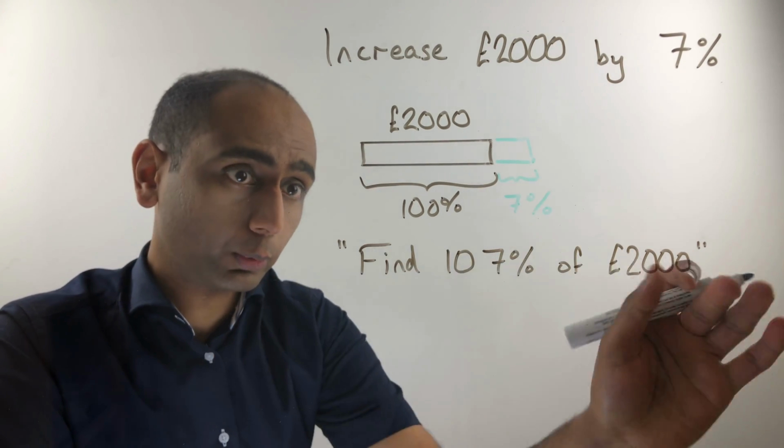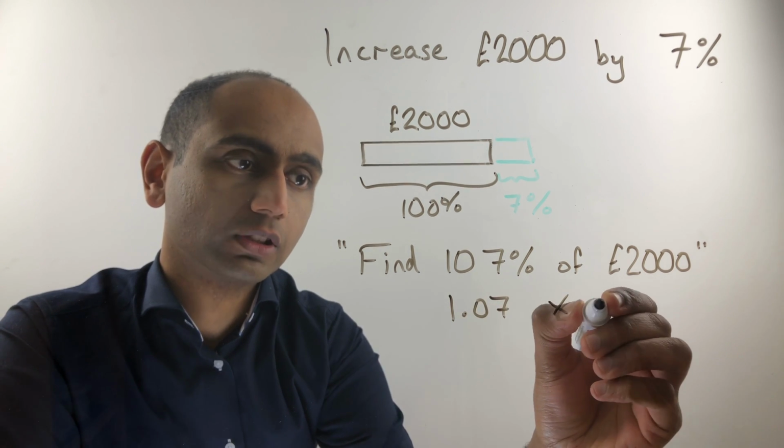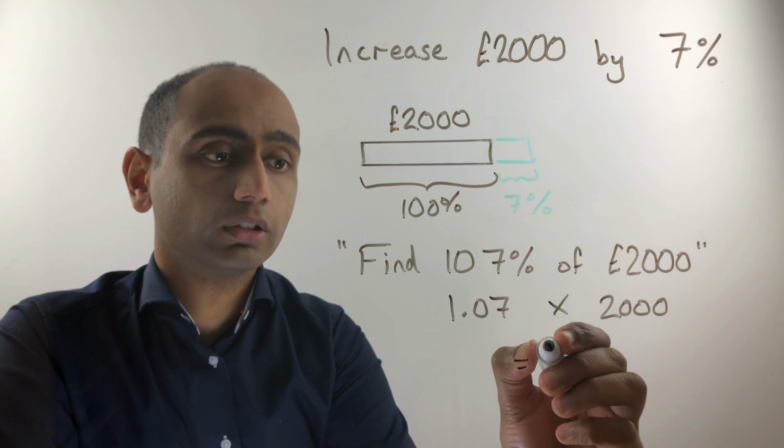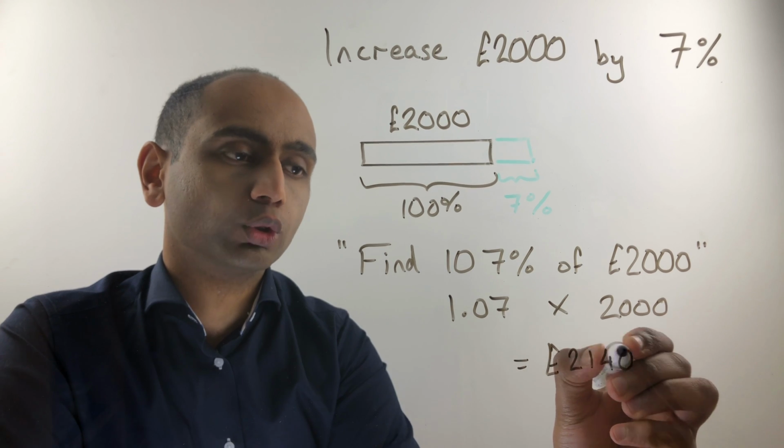And to do this, we would do 1.07 times 2,000, and that would give us an answer of £2,140.